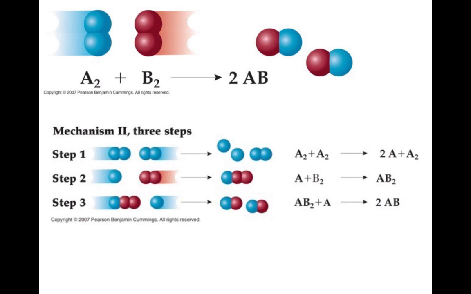Here's another version of that exact same reaction shown in 3 steps. So we have 2 A2 molecules running into each other. One of the A2s breaks apart. One of the A atoms then grabs onto a B2 molecule, making an AB2 species. That AB2 reacts with the other A that was formed in step 1 and forms 2AB. So there we see 2 different versions. We see a one-step mechanism and a multi-step mechanism.